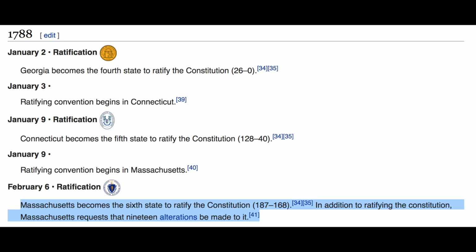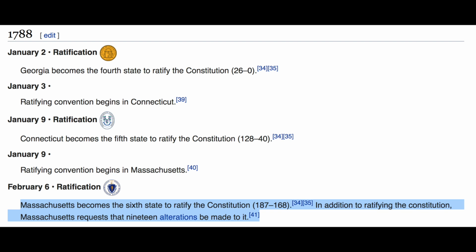So you see how close that margin is, okay? Trust me, if these people were told that, oh, no, these alterations, especially 19 of them, are not going to happen, and the ones that are going to happen are going to be mediocre at best, actually totally substandard, they would not have ratified in Massachusetts, okay? Very close there, 187 to 168.